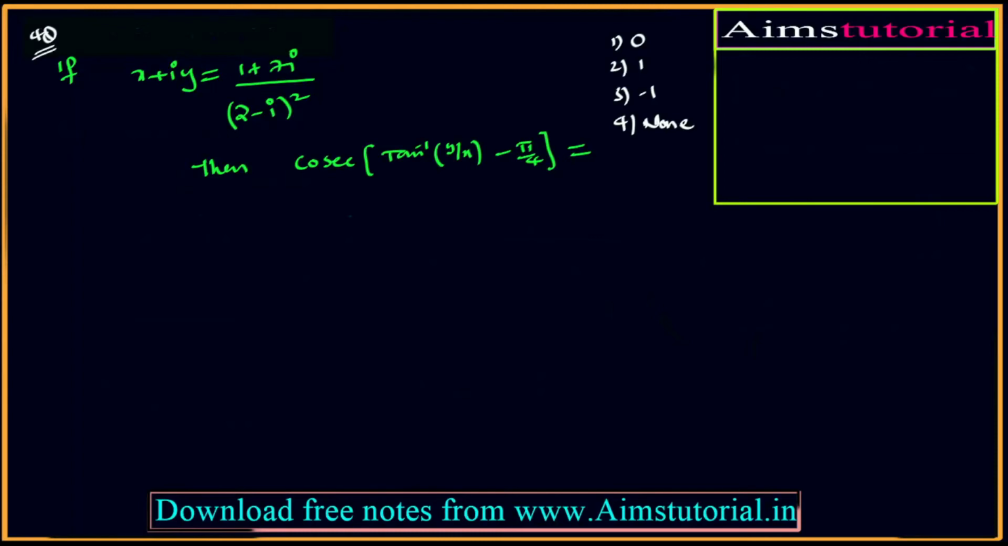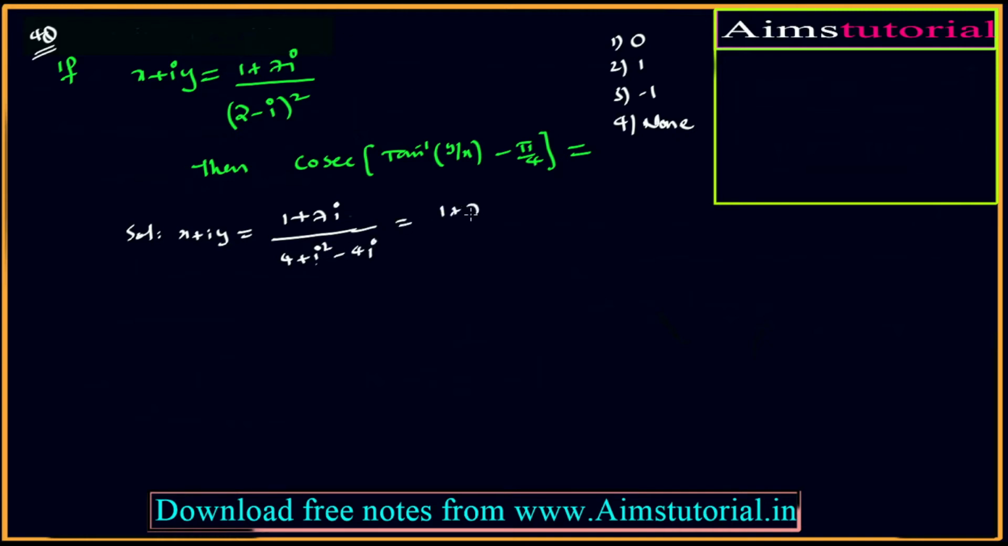Now the next question: if x plus iy equals (1 plus 7i) by (2 minus i) whole square, then cosec of tan inverse of y by x minus pi by 4. So given is x plus iy equals (1 plus 7i) by (2 minus i) whole square. If you expand using (a minus b) whole square: 2 twos are 4, plus i square, minus 2ab means 4i. i square is minus 1, so 4 minus 1 is 3.